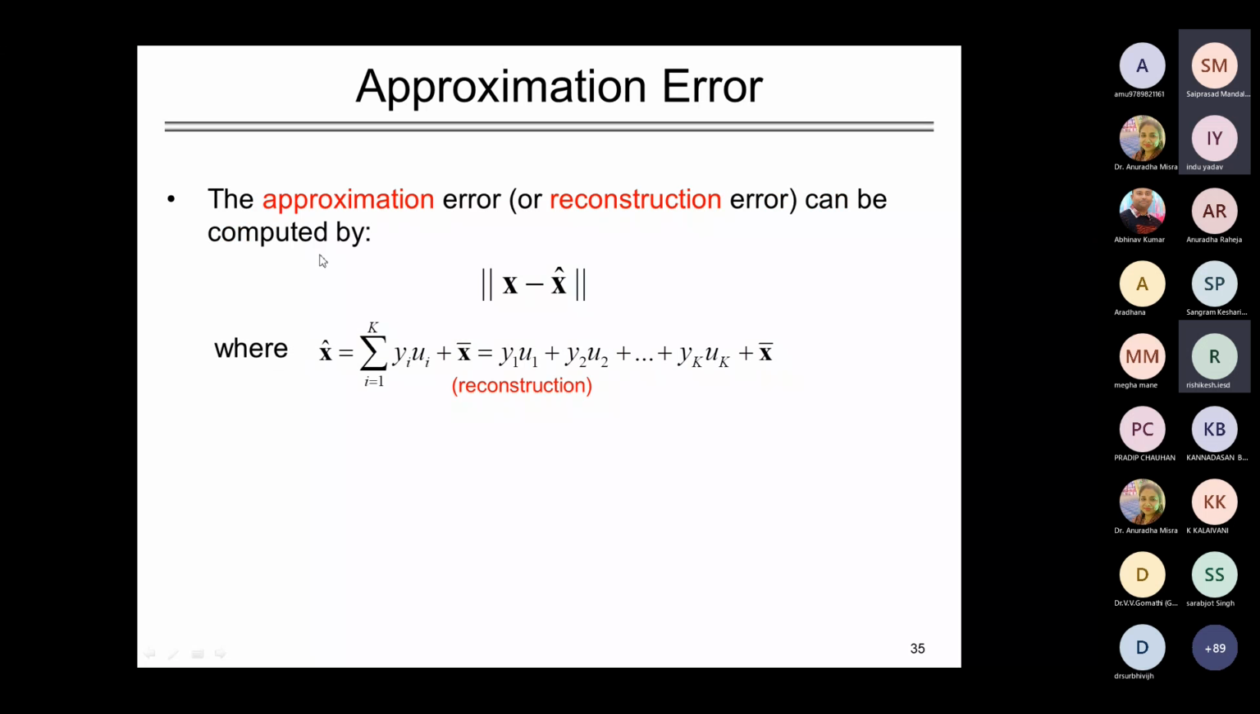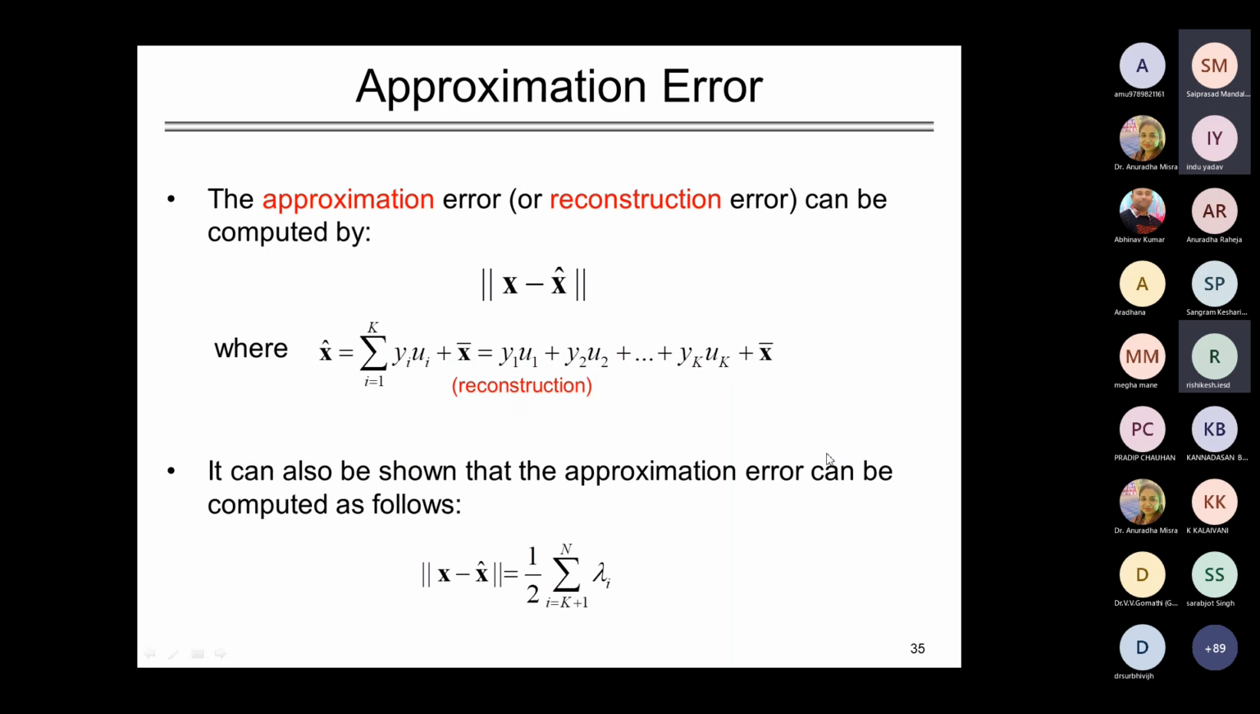Approximation error. The approximation error, or reconstruction error, can be computed with the norm of x minus x hat, where x hat will be the summation i going from 1 to k of y_i u_i plus x bar, equal to y1 u1 plus y2 u2 up to yk uk plus x bar. It can also be shown that the approximation error can be computed as follows: norm of x minus x hat equal to 1 upon 2, sum i going from k plus 1 to n of lambda_i.